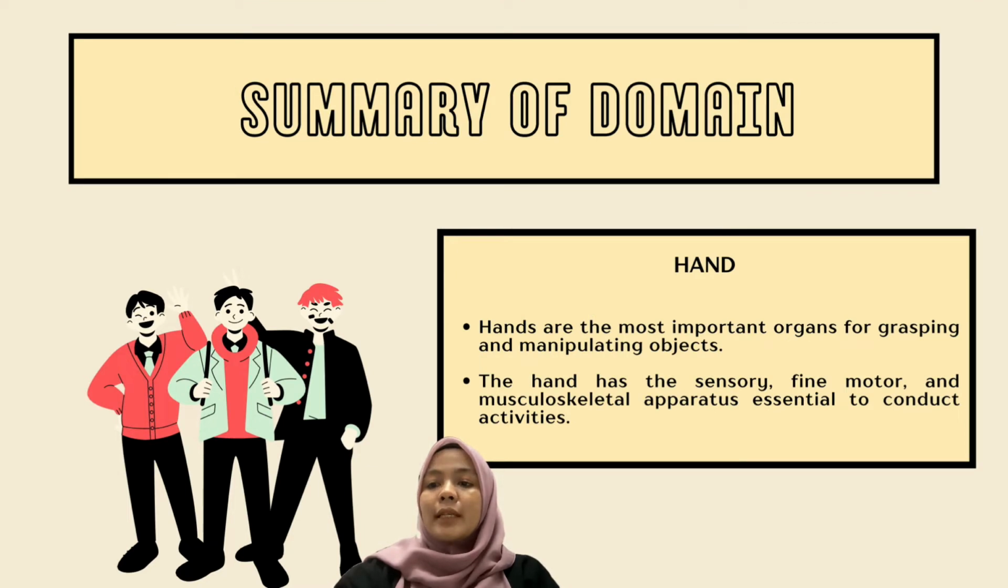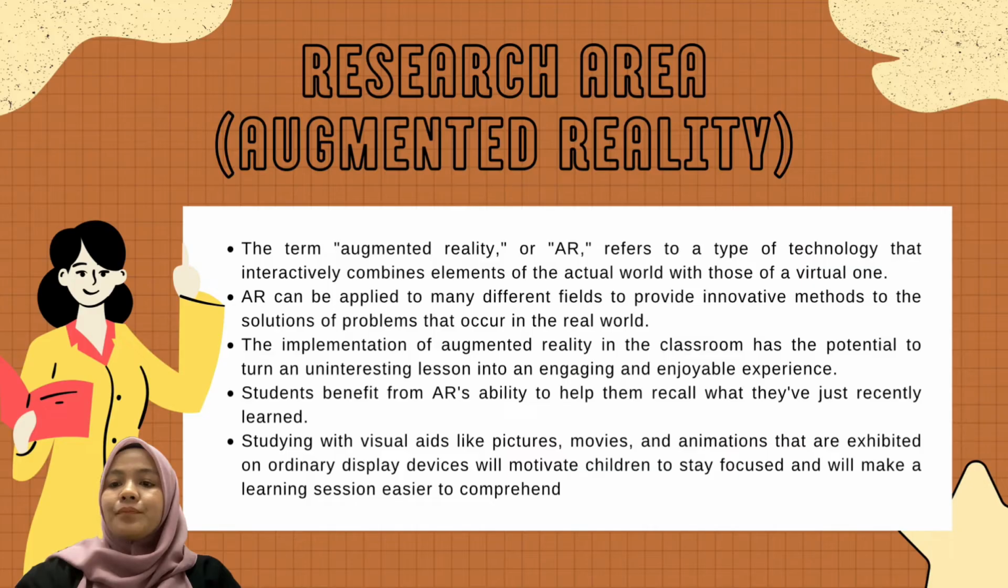The last one is hand. Hands are the most important organ for grasping and manipulating objects. The hand has the sensory, fine motor, and musculoskeletal apparatus essential to conduct activities.